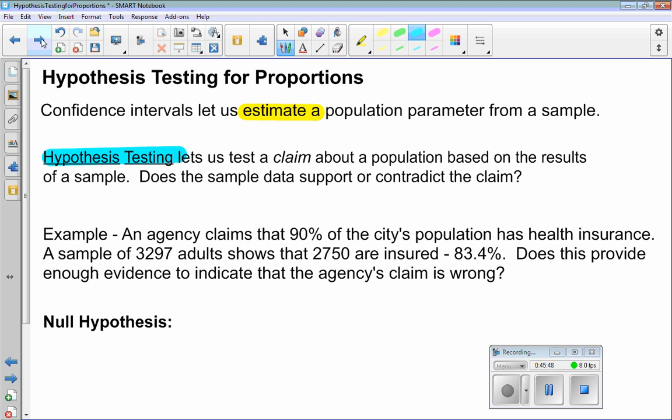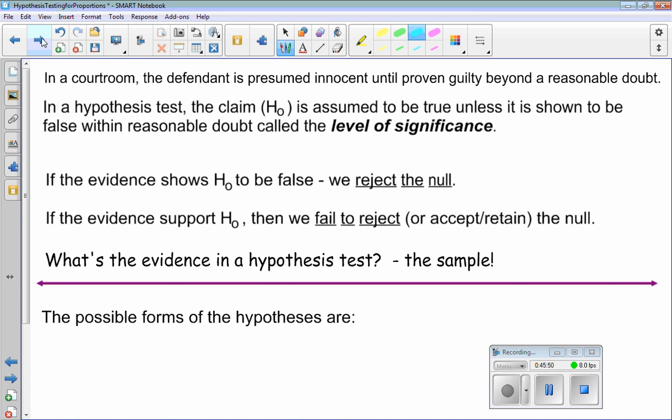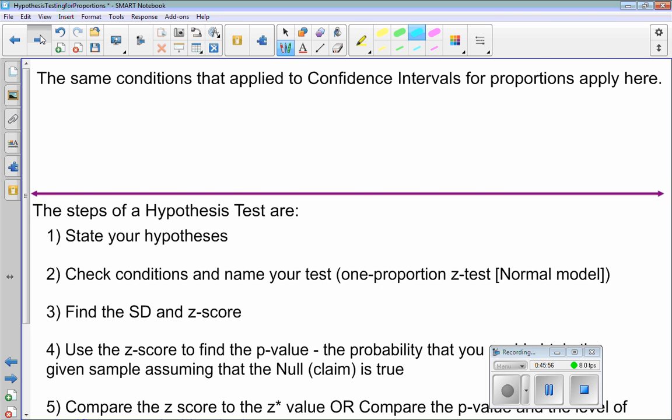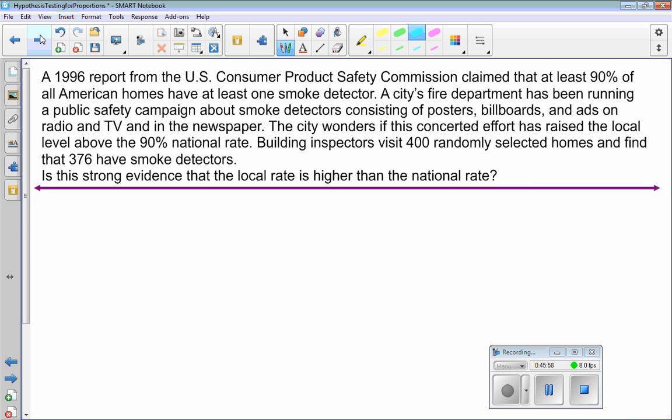All right, let's look at another example. Okay, smoke detectors. Let's look at this example. Okay? So, I want us from beginning to end to do all 5 steps of this problem.